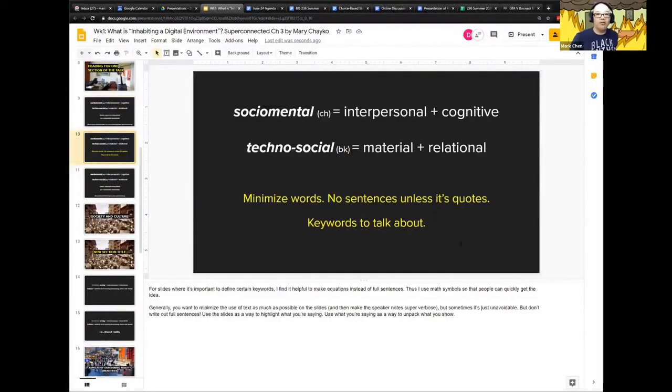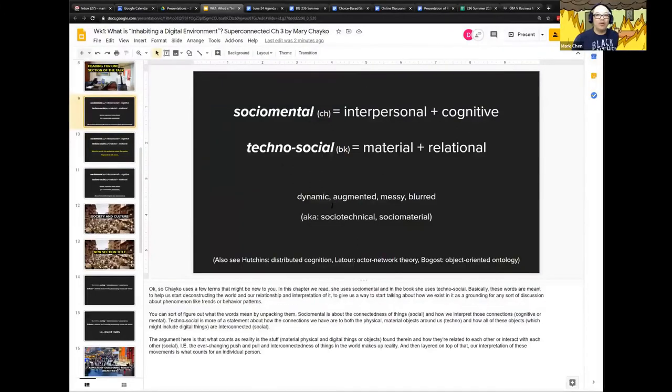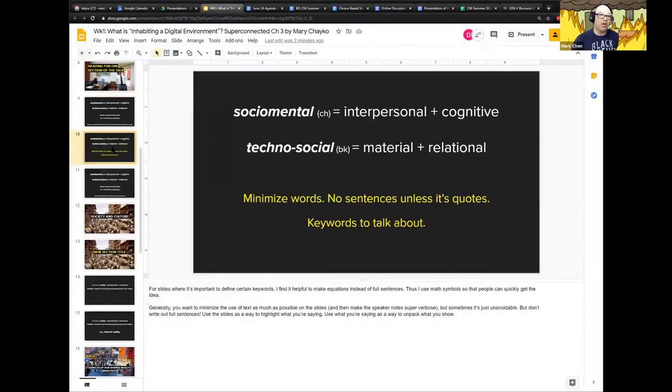Anyways, one thing to note from the slide is how I do this. I didn't write a sentence, like techno-social is the material and relational, blah, blah, blah. Instead, I use equals and plus. Basically, what you want to do is minimize however many words you have on your slides as possible, and math equations are a great way of doing that. So when you as a reader are reading this, you go social mental equals interpersonal and cognitive, and you parse out what those symbols mean. That's good, and you should have shortcuts like that in your slides.